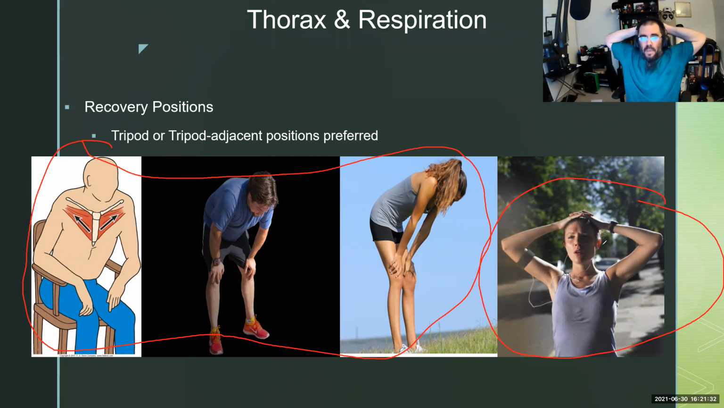The problem is when I'm way back here, the only thing I can really breathe with is my belly. I have no thoracic expansion able to happen because I'm all stretched out, especially if I've got a tight pec. If I have a tight pec, I might be stuck here even because I can't go backwards. Is this bad? It's not bad, but it's not ideal. Recovering in that tripod position can actually help you recover a little bit faster.